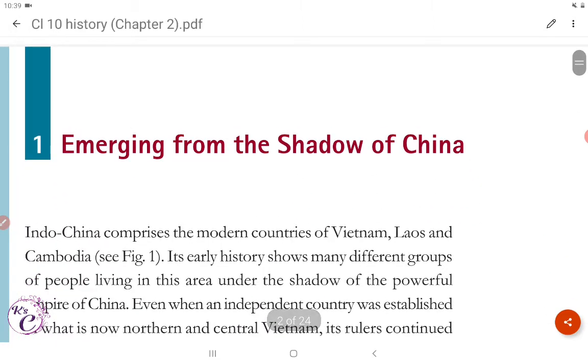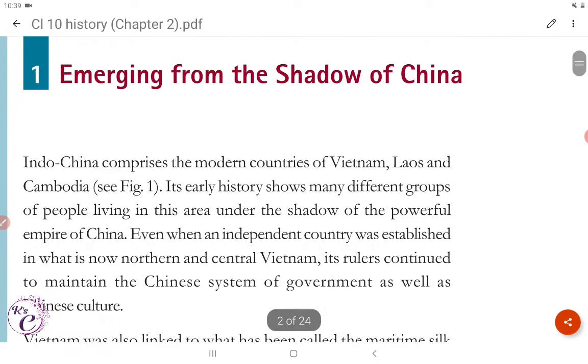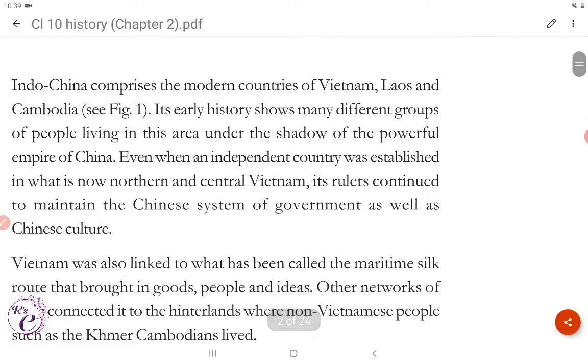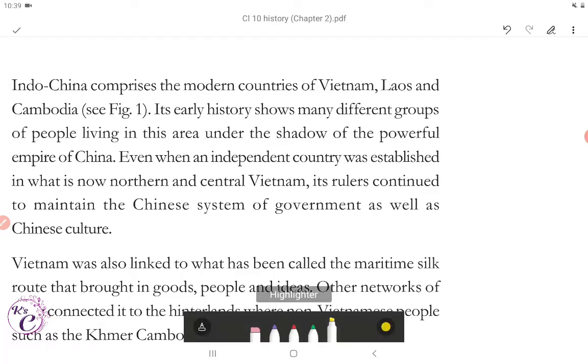Number 1, emerging from the shadow of China. Indochina comprises the modern countries of Vietnam, Laos, and Cambodia, which are shown in figure 1. Its early history shows many different groups of people living in this area under the shadow of the powerful empire of China. Even when an independent country was established in what is now northern and central Vietnam, its rulers continued to maintain the Chinese system of government as well as Chinese culture.